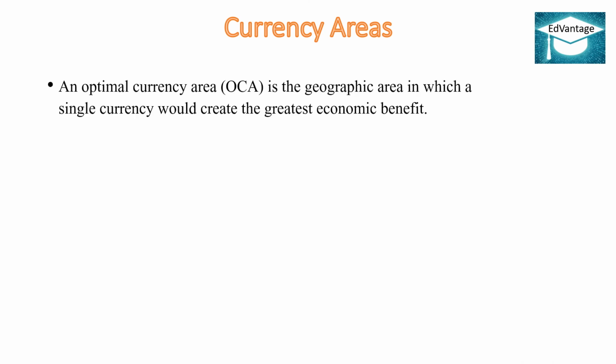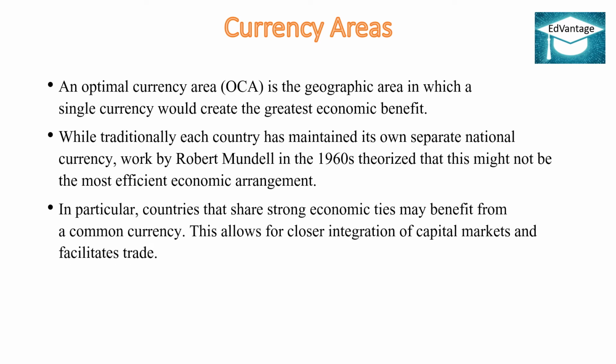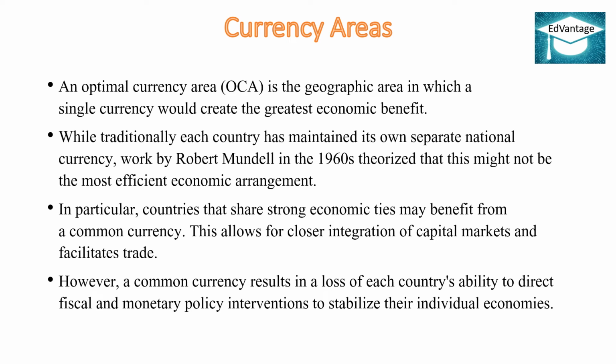Currency areas. An optimal currency area, OCA, is the geographic area in which a single currency would create the greatest economic benefit. While traditionally each country has maintained its own separate national currency, work by Robert Mundell in the 1960s theorized that this might not be the most efficient economic arrangement. In particular, countries that share strong economic ties may benefit from a common currency. This allows for closer integration of capital markets and facilitates trade. However, a common currency results in a loss of each country's ability to direct fiscal and monetary policy interventions to stabilize their individual economies.